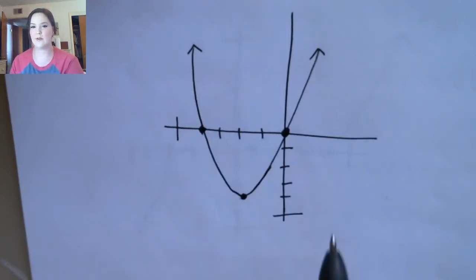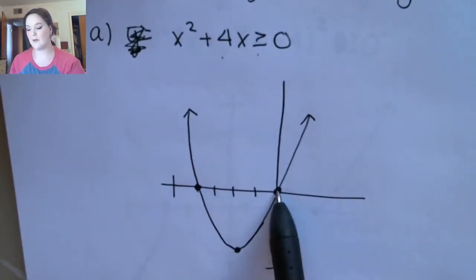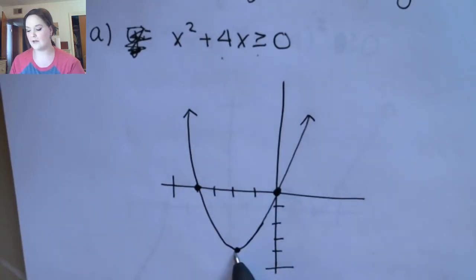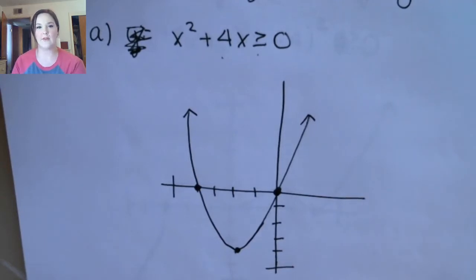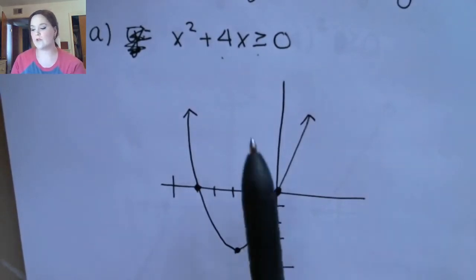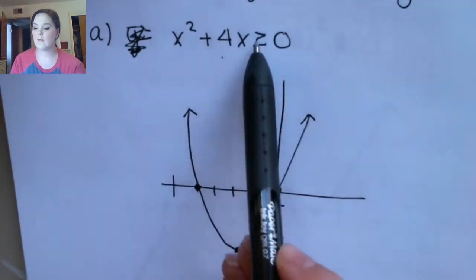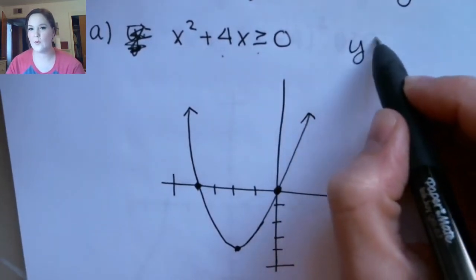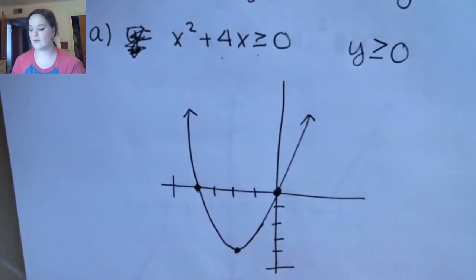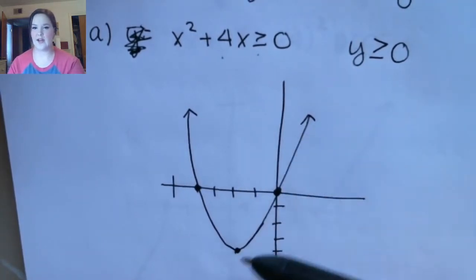So here's my two x values of my vertex, or my x-intercepts, and then halfway in between them at -2 is my vertex. So here's my graph. Now I want to look at where this graph is greater than or equal to 0. So this is talking about y values that are greater than or equal to 0. You are looking for when y is greater than or equal to 0. So you guys know that's when you are above the x-axis.